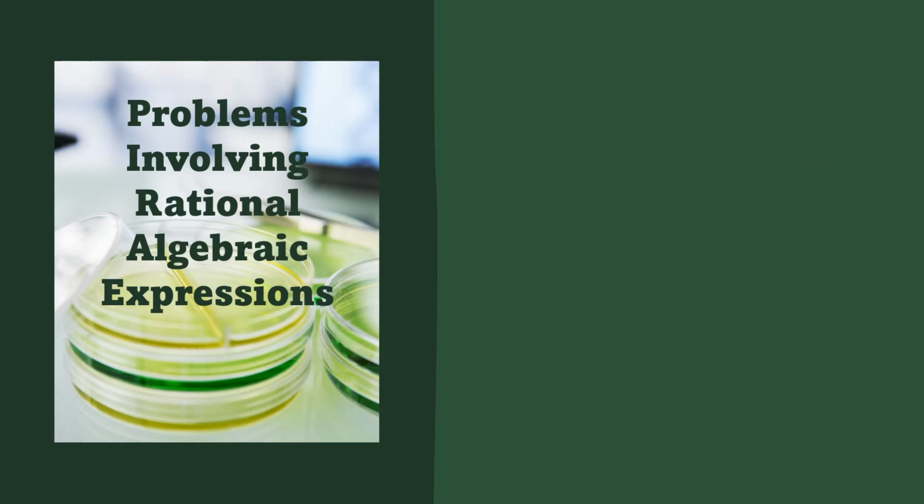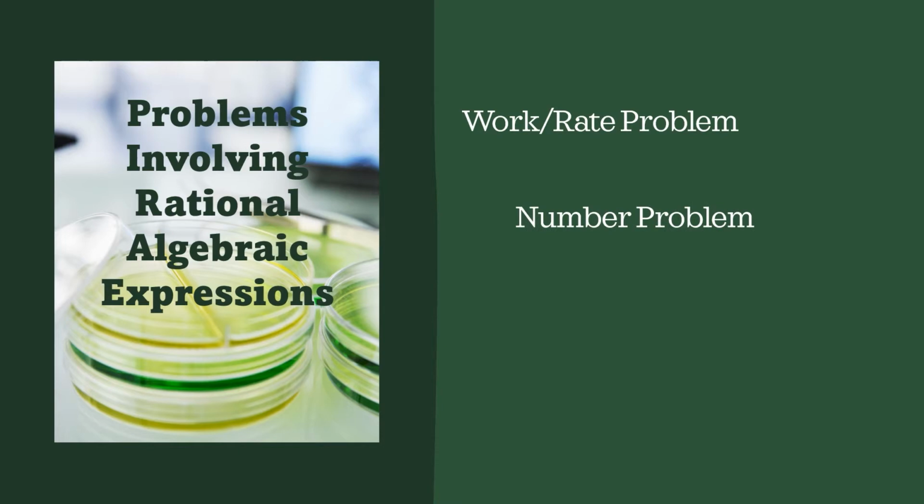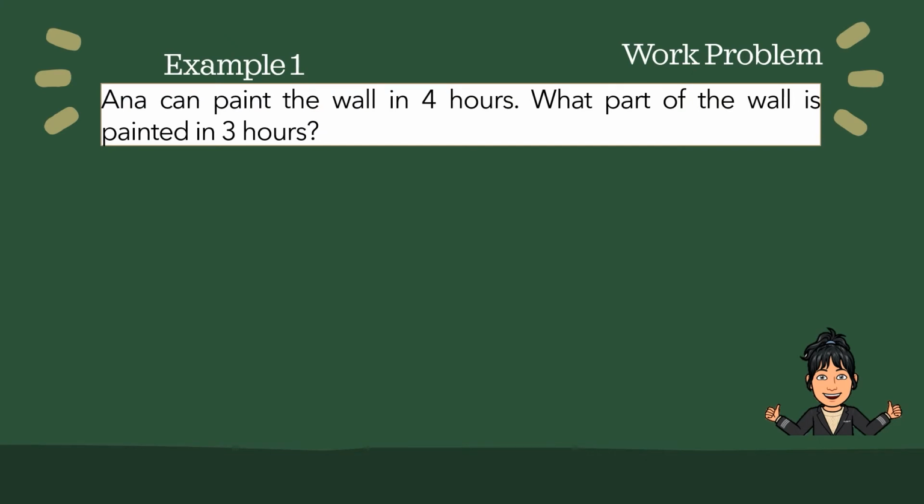Here are some examples of problems where we can apply the concept of rational algebraic expression. We have the work or rate problem, number problem, and age problem. Let us now answer some problems involving work problem. Work problems pertain to situations in which two or more persons or machines work together or separately to complete a certain task. In solving work problems, always remember this principle: parts of the work contributed by all the workers equals one complete work.